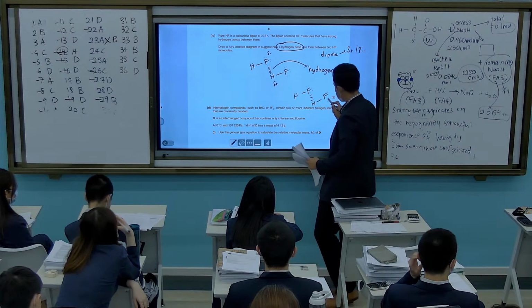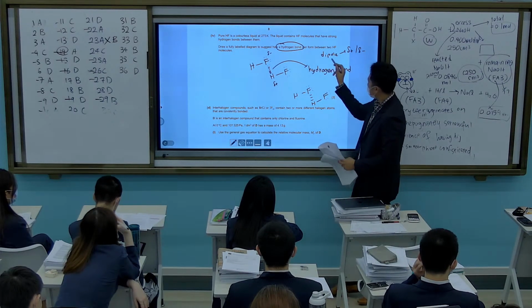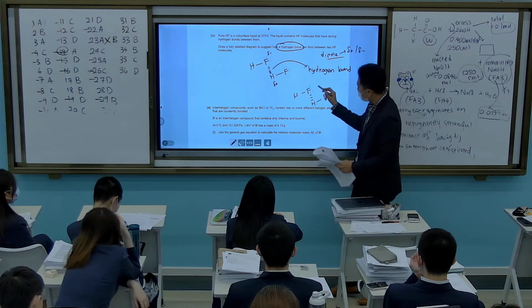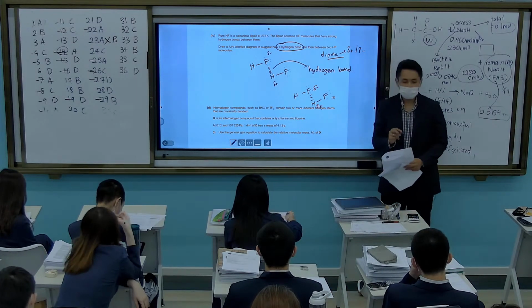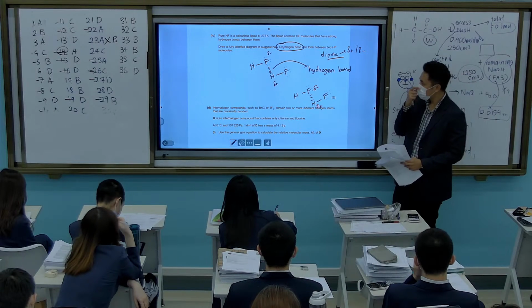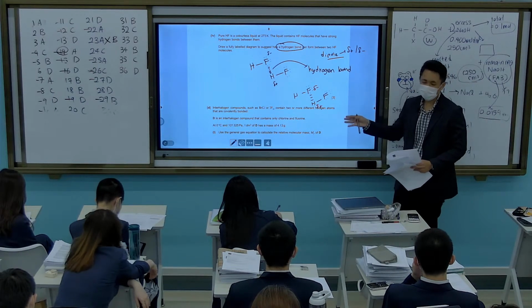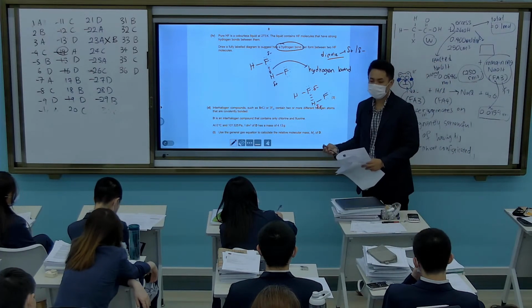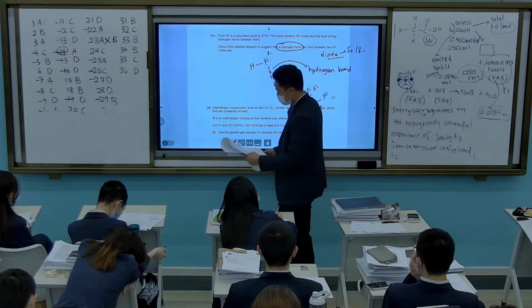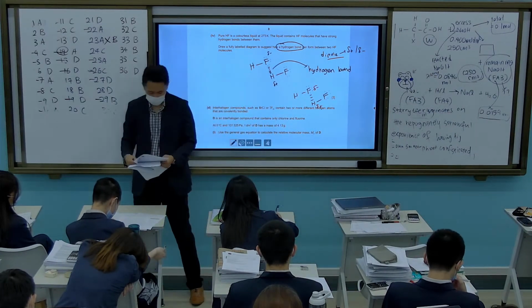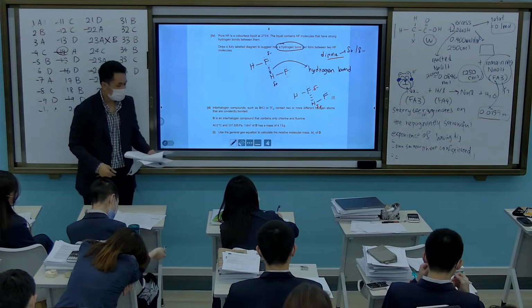What else is missing? Okay, the dipole is also missing. All right, so you must draw the dipole. So make sure when you draw hydrogen bonds, be aware of the requirements for the hydrogen bonds. Okay, so copy this down.